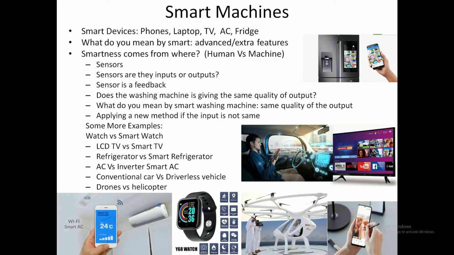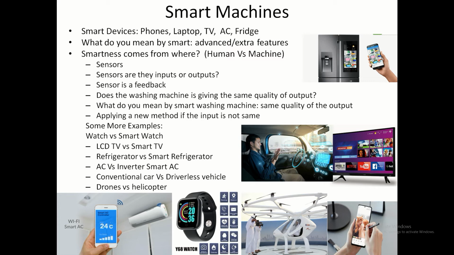Maybe you can compare yourself: a normal TV versus a smart TV, a normal refrigerator versus a smart refrigerator, a normal air conditioner versus an inverter based air conditioner, a traditional four-wheeler versus driverless cars, or pilotless drones, conventional watches versus smart watches. Compare, right? I mean, what is that feature for which people are paying?